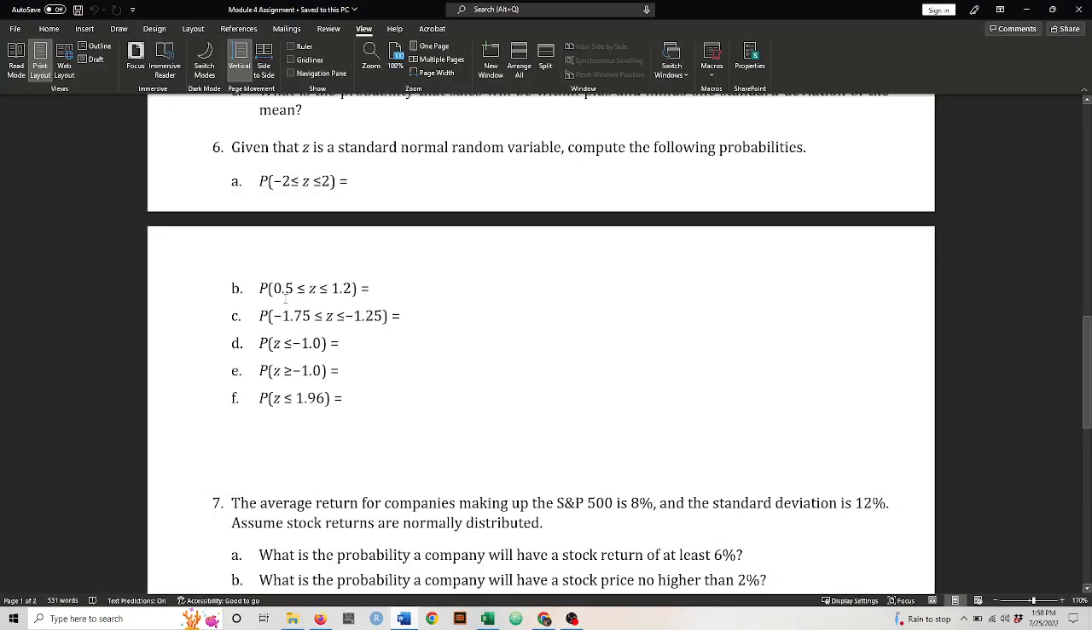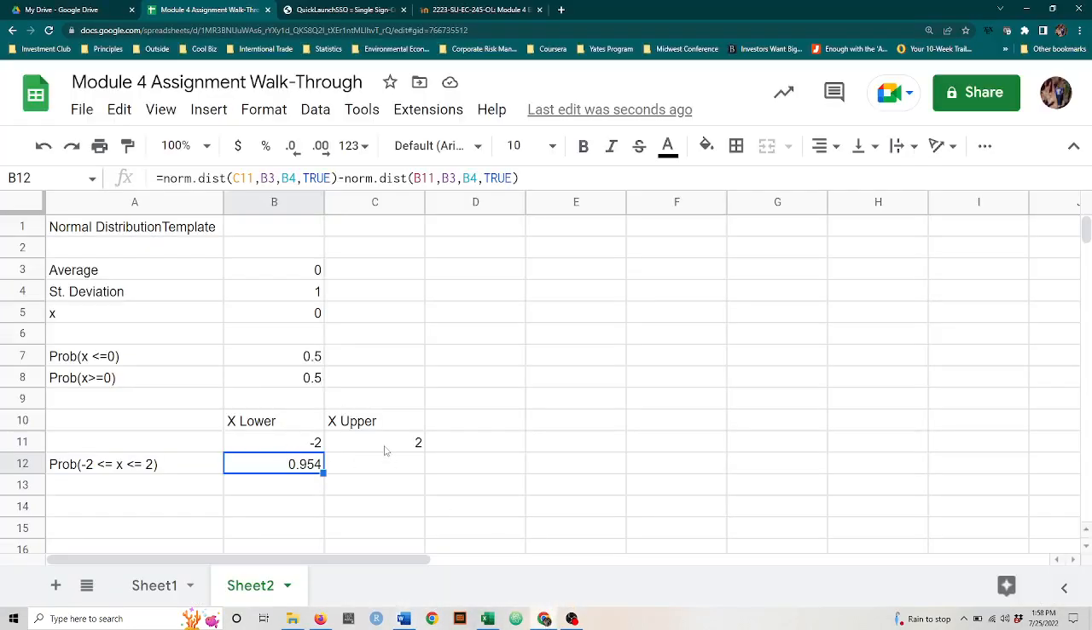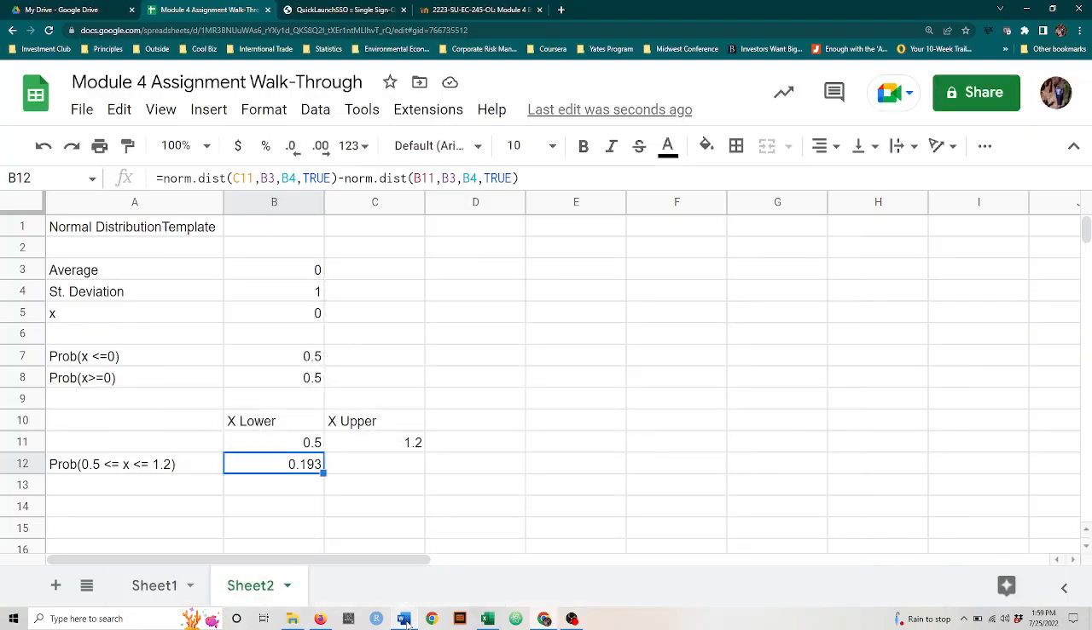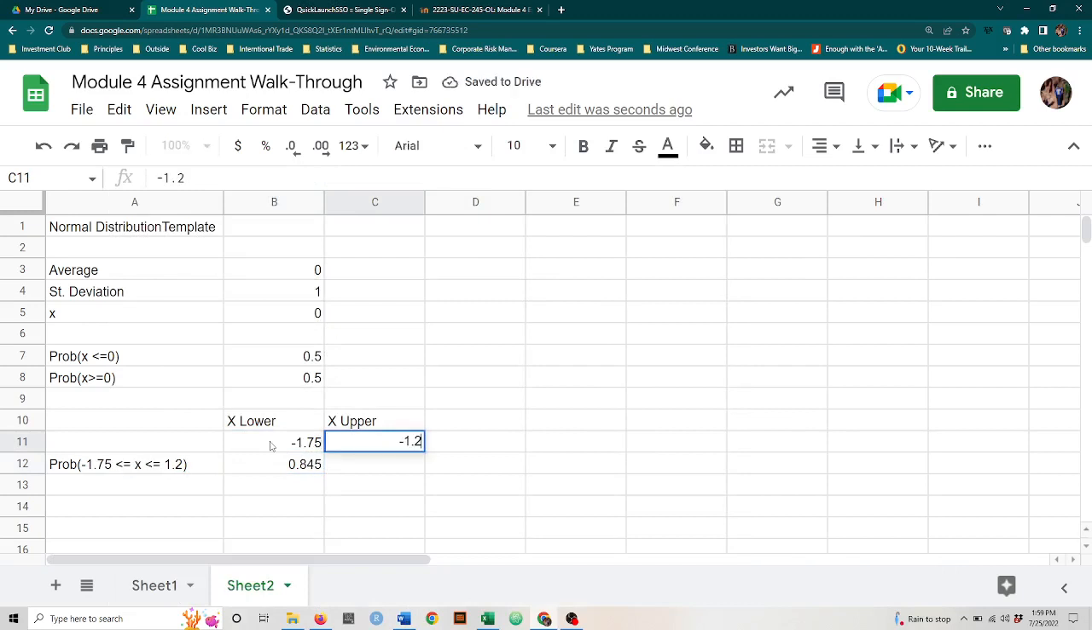And again, once you have this, it's just a matter of plugging these in. What's the probability of getting between 0.5 and 1.2? All right, now I just need to change my values. 0.5 was the lower value, 1.2 the upper value. So we can get our probability there too. Make sure these match up with your template as well to make sure you're getting the right results. Okay, minus 1.75 to minus 1.25. So the lower value minus 1.75, to minus 1.25. All right, 6.6%.